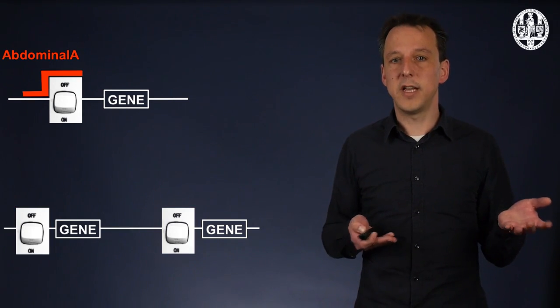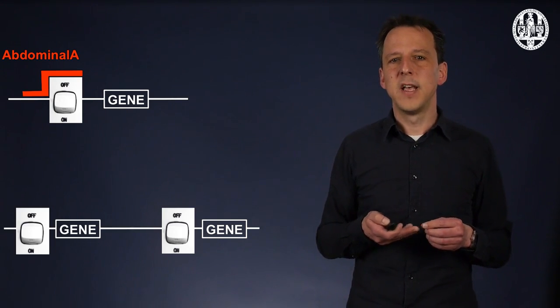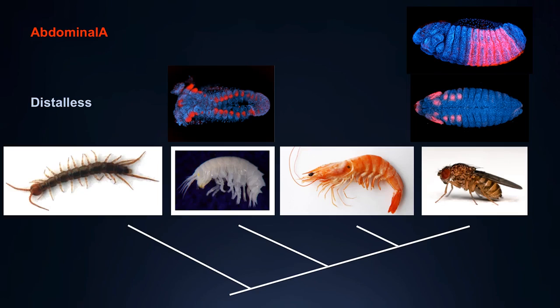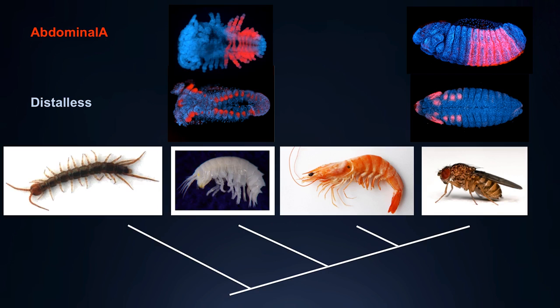Thus, no legs in the abdomen of the fly. Now, let's have a look at the shrimp. Do you think that shrimp has abdominal A? Well, what actually surprised a lot of scientists in the 80s, yes, it has. And it is expressed exactly in the abdominal segments. Why does abdominal A not switch off distalis in the shrimp?